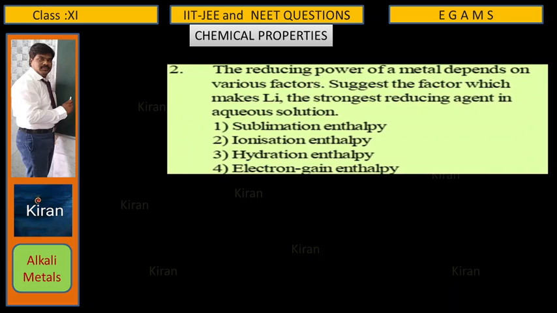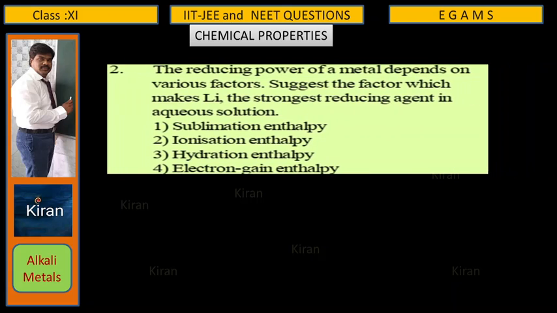The reducing power of metal depends upon various factors. Suggest that factor which makes lithium the strongest reducing agent in the aqueous solution. Which factor influences when the smaller lithium ion is acting as the highest reducing agent? What is the reason? Yes, hydration enthalpy. Because lithium has higher hydration enthalpy.